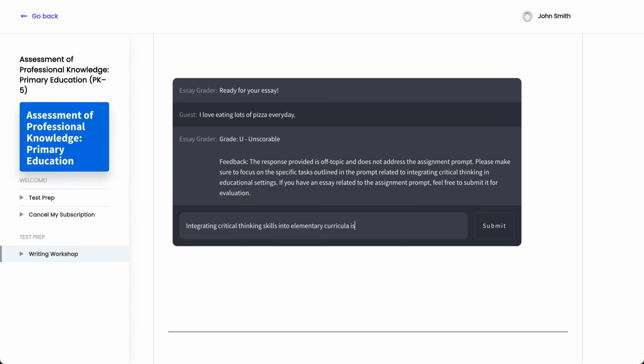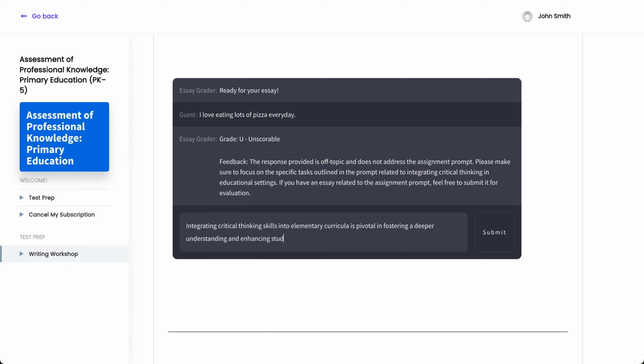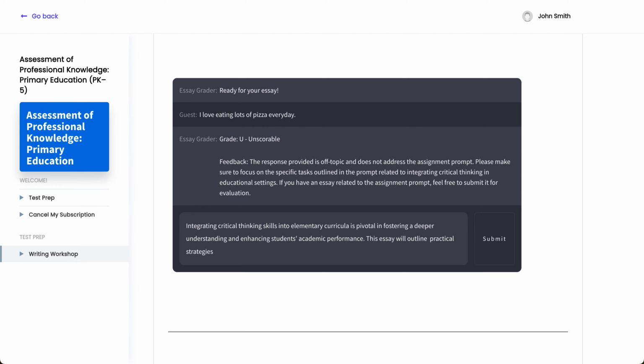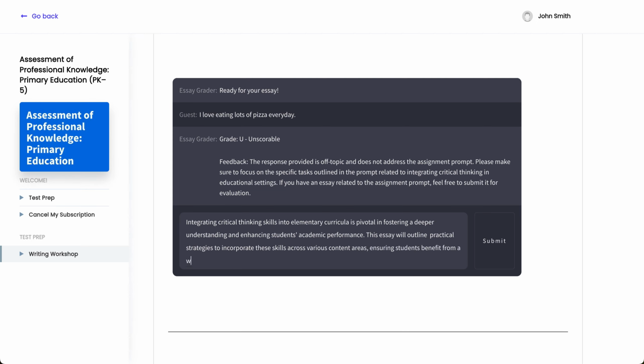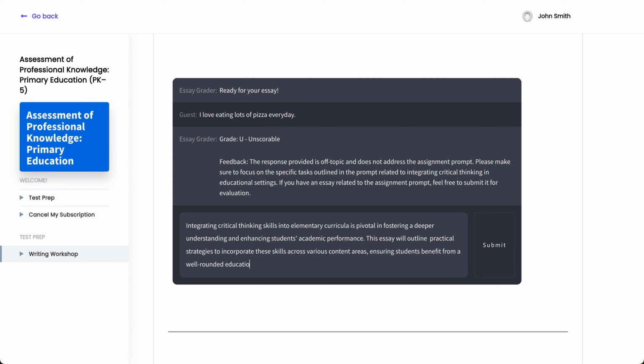So curricula is pivotal in fostering a deeper understanding and enhancing students' academic performance. Okay, this looks good so far. This essay will outline practical strategies to incorporate these skills across various content areas, ensuring students benefit from a well-rounded educational experience. Okay, so looks good so far.